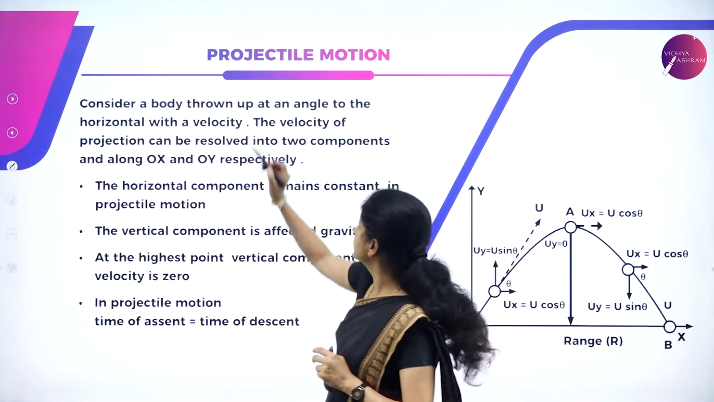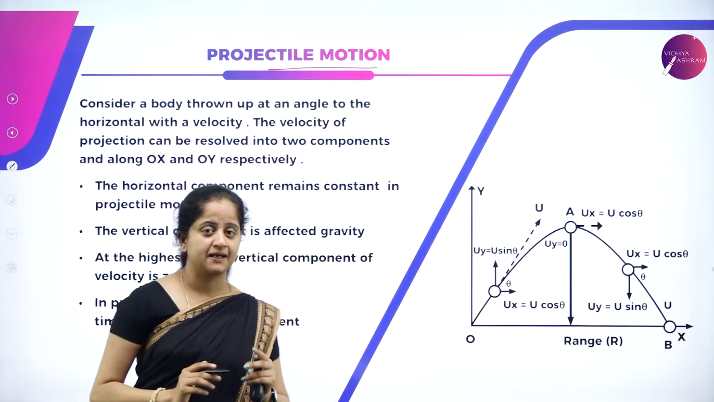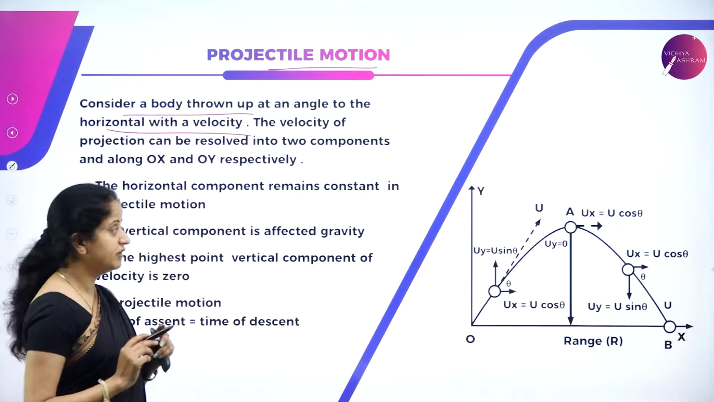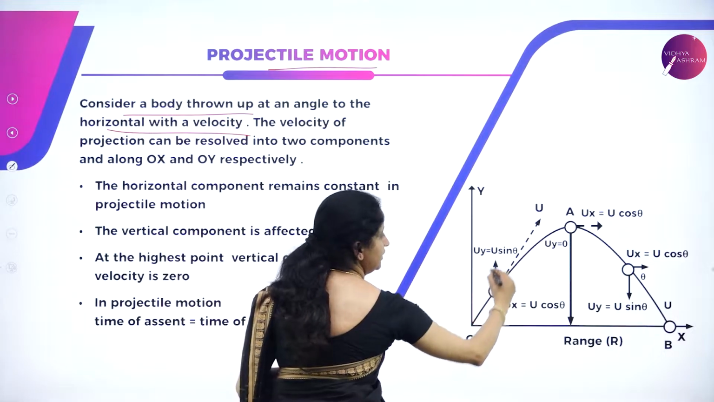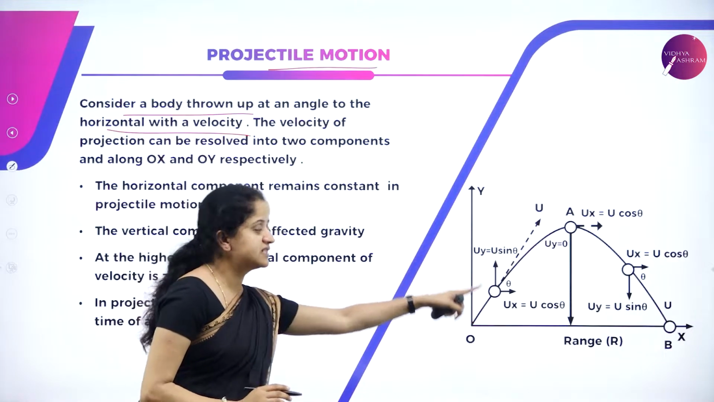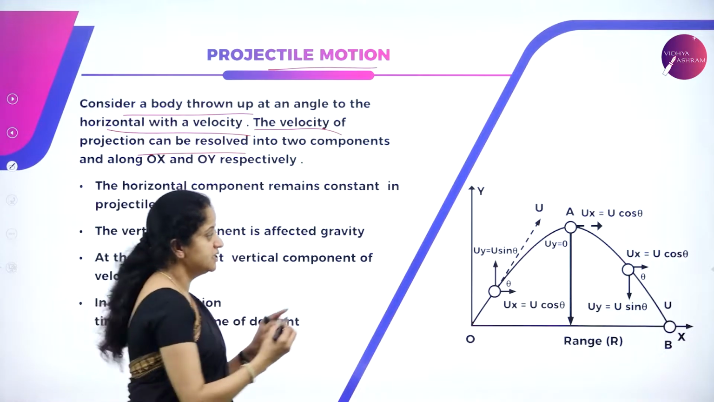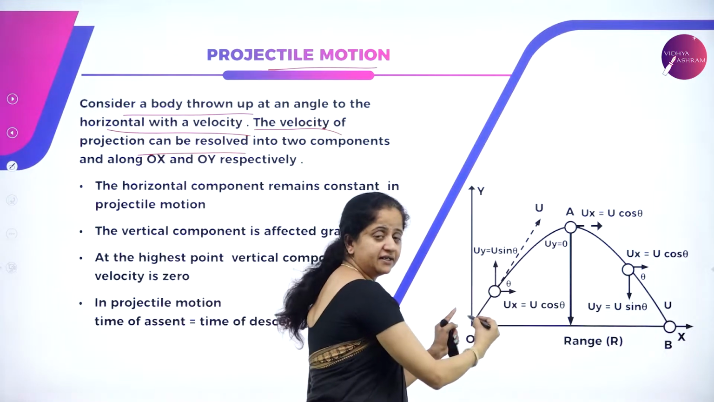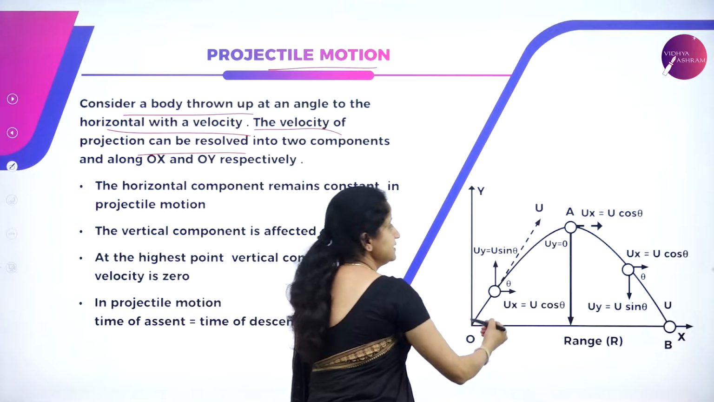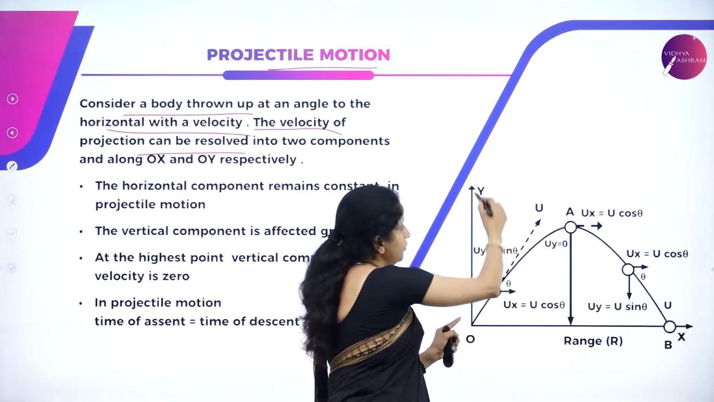Now let us study this projectile motion in detail. Let us understand the projectile motion with an example. So consider a body thrown up at an angle to the horizontal with a velocity. Here the object is thrown into space, projected and making an angle with the horizontal. It is moving with a certain velocity, and the velocity of projection can be resolved into two components. One is along the x-axis, the other one is along the y-axis. So the resolved components are u cos theta and u sin theta respectively.